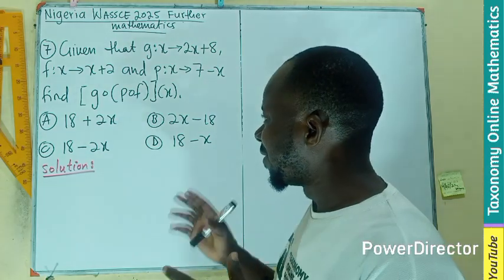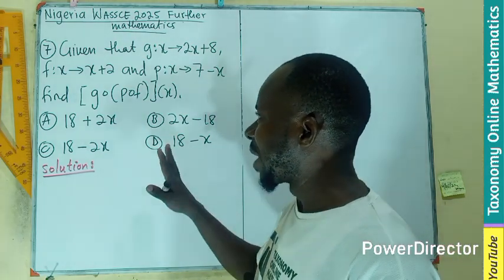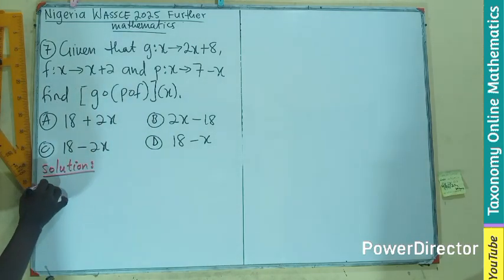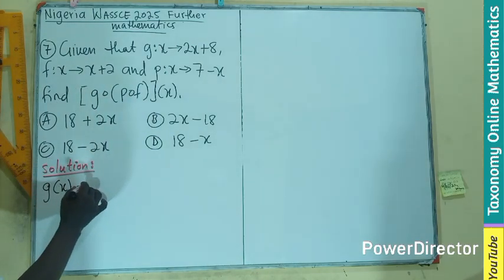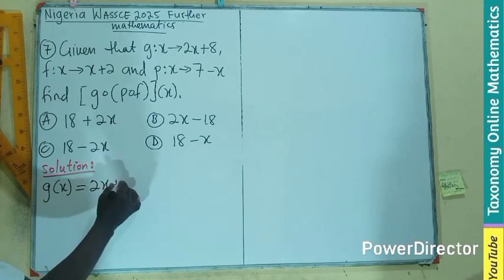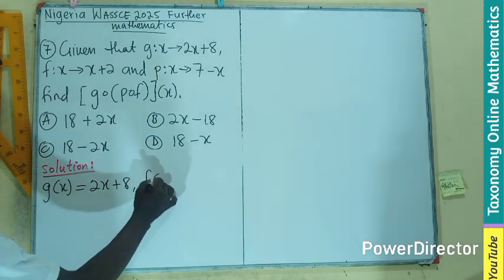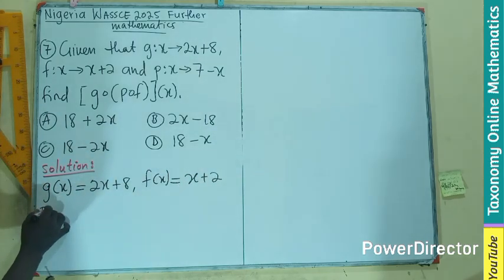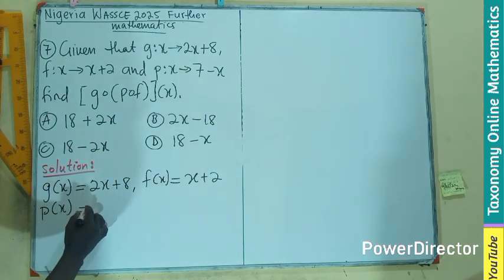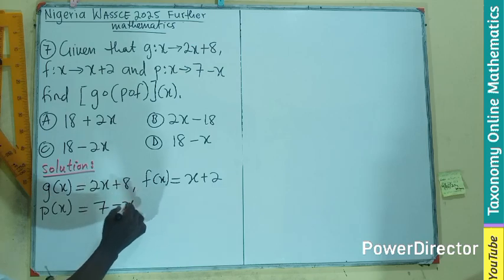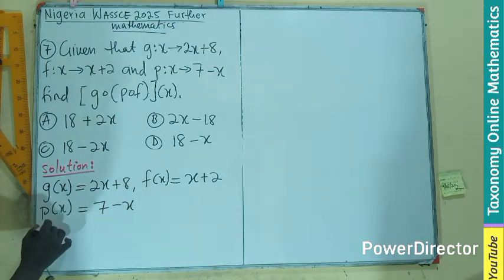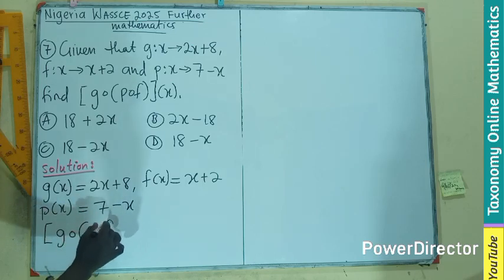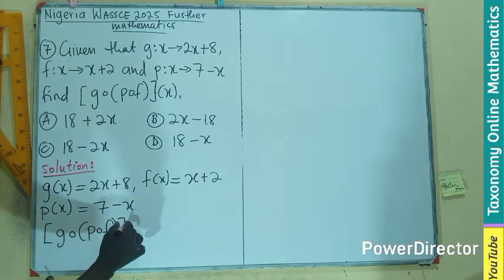All right, let's see. This is a composite function. We are going to pick the one in the bracket first. But first of all, let's rewrite this as equations: g of x equals 2x plus 8, then f of x equals x plus 2, then p of x equals 7 minus x.